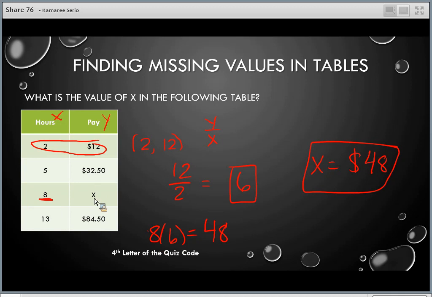Fourth letter of the quiz code is L as in llama. L as in llama. So you should have CHIL.